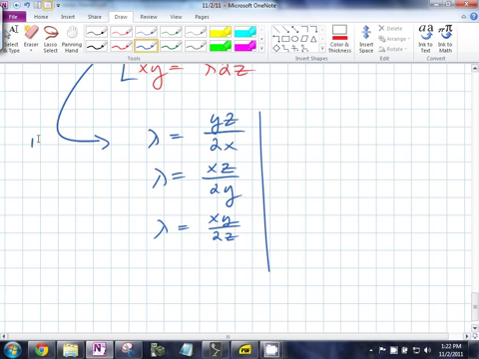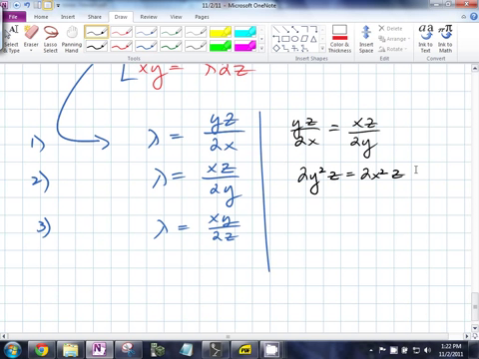1 and 2? So we get yz over 2x is equal to xz over 2y. So what do you end up with? 2y squared z is equal to 2x squared z. What cancels? The 2's and the z's cancel, so you're left with y squared is equal to x squared. That's kind of cool. Now if we set 2 and 3 equal to each other?